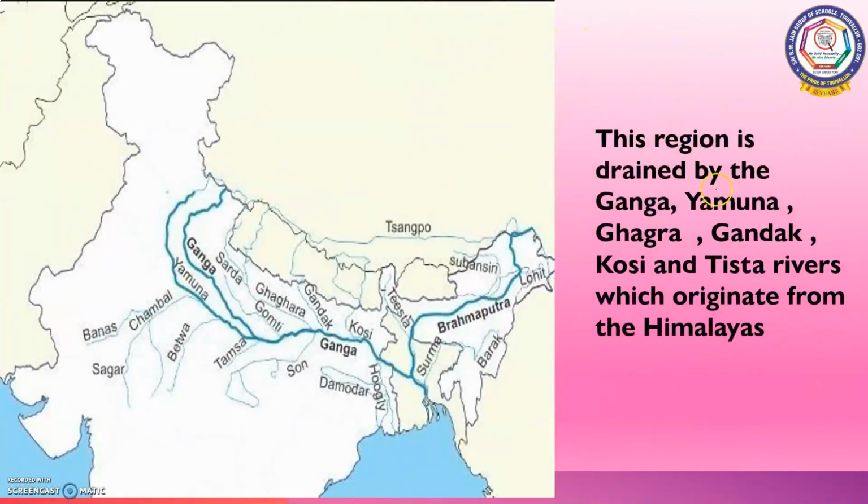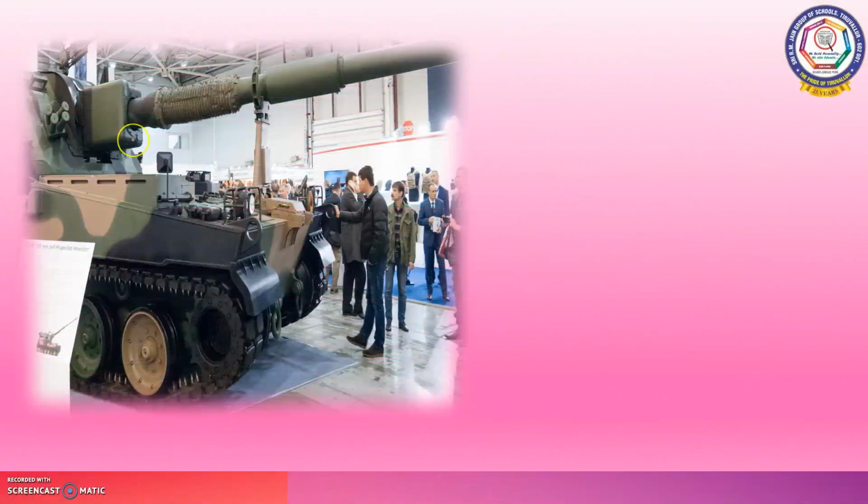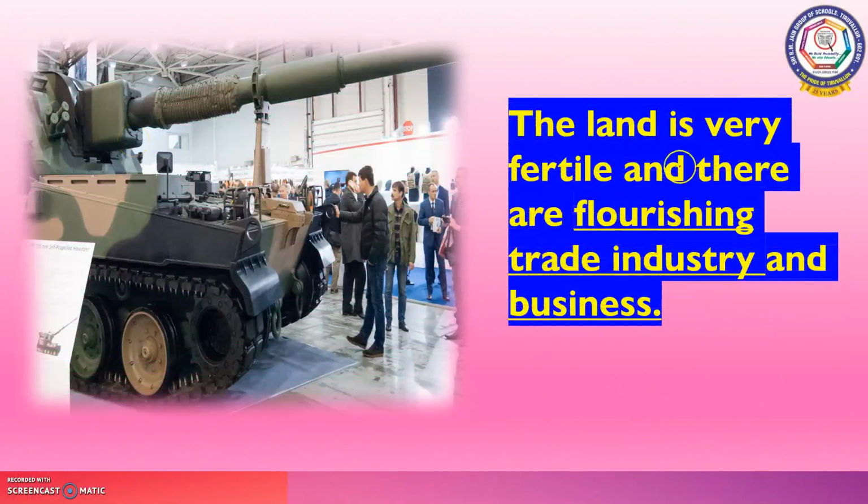This region is drained by the Ganga, Yamuna, Gandak, Kosi and Ghaghara, which originate from the Himalayas. Here, the land is so fertile and there is flourishing trade, industry and business.